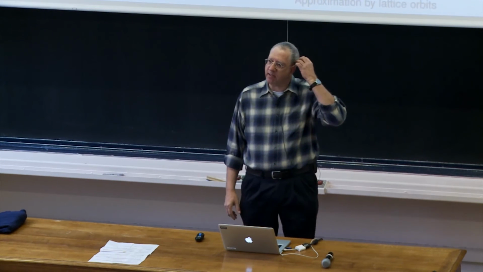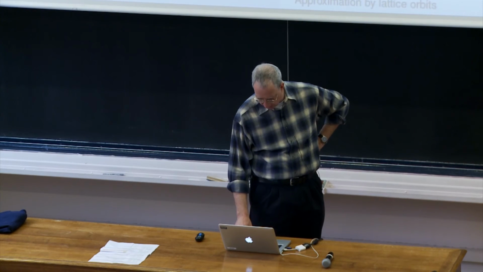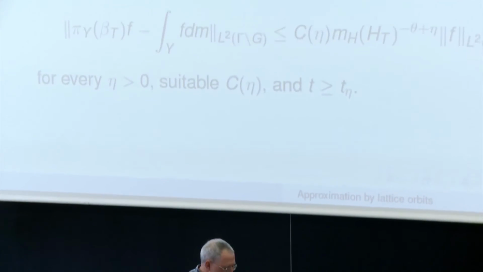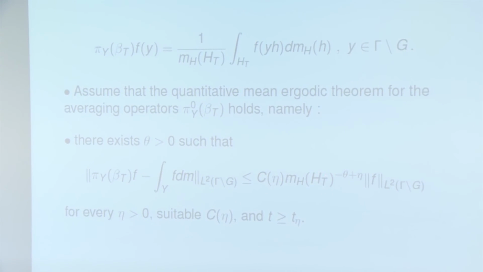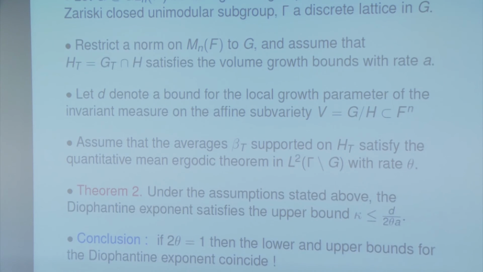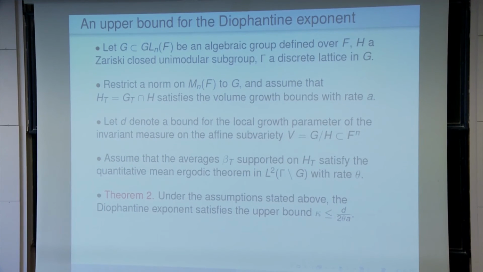Okay, so what does this mean, that 2θ equals 1? So going back, you can see it means, of course, that θ equals 1/2. And what you can see here is that this means that the rate of decay in the mean ergodic theorem is like 1 over the square root of the volume. That's the best possible fit for the ergodic theorem. So 2θ equals 1 implies θ equals 1/2 implies in the mean ergodic theorem we have decay 1 over the square root of the volume.